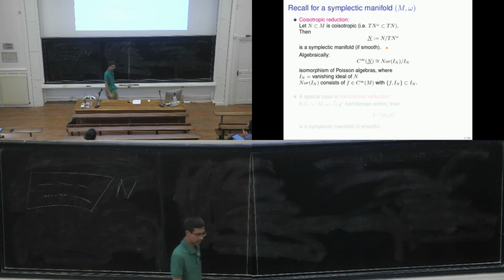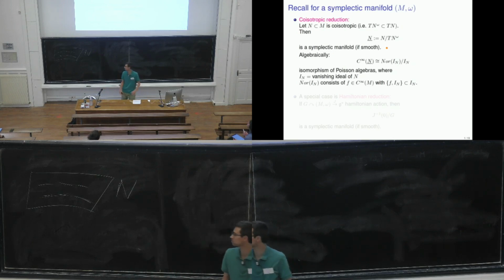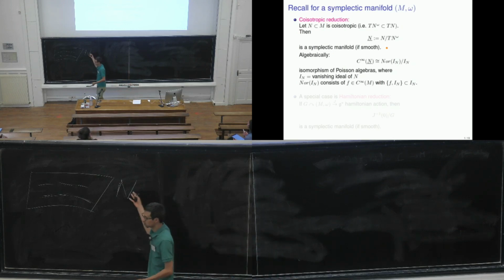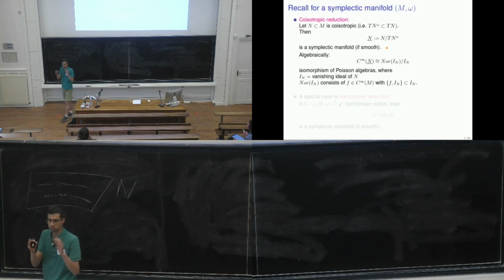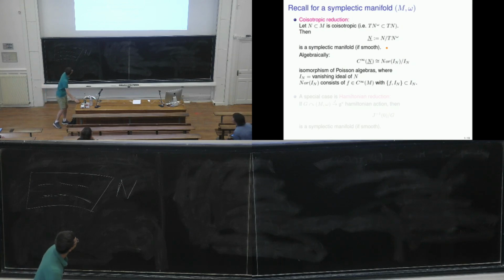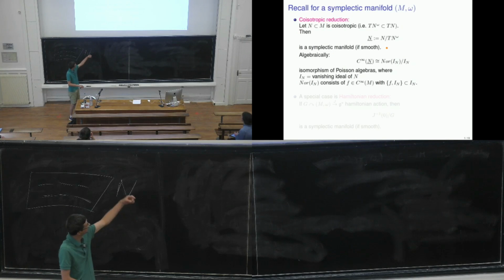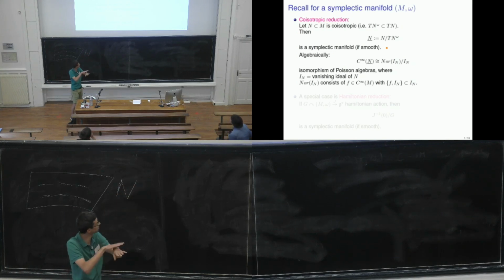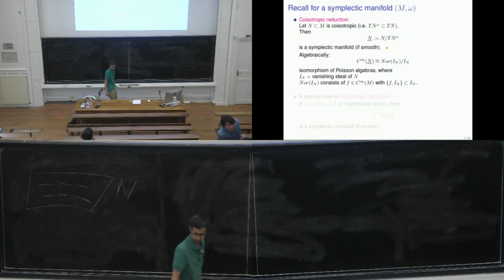And there is an algebraic way to explain this because, instead of the symplectic form, you can use the Poisson bracket on the smooth functions on the manifold and express everything in terms of that. So to get the functions in the reduced space, you take the vanishing ideal of the submanifold n, its Poisson normalizer, and then you take the quotient. So this is the Poisson algebra.